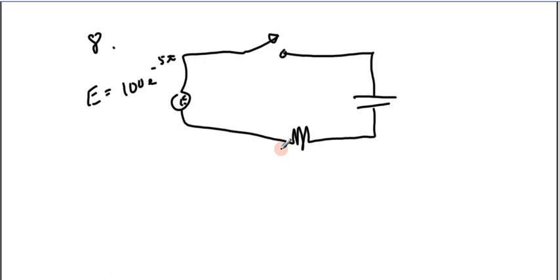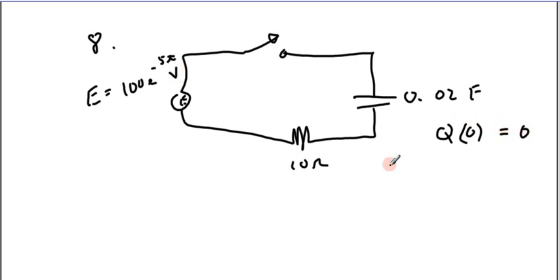Okay, so I have a resistor of 10 ohms, and I have a capacitor of 0.02 farads, and my charge at time 0 is 0, and my voltage is in volts. Find Q of t, find I of t.